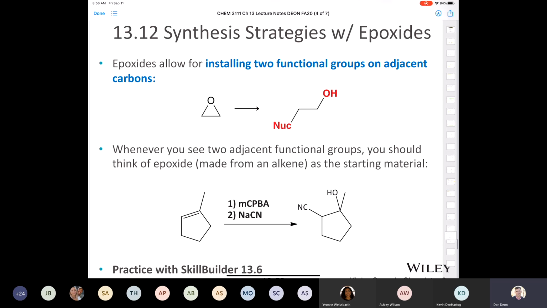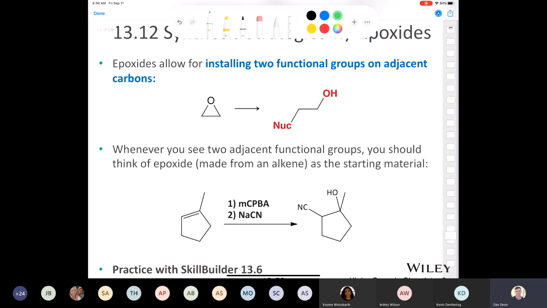So let's see here. It says epoxides allow for the installation of two functional groups on adjacent carbons, right? That's why I kept helping you out with this whole 1, 2, 1, 2. Let's say your nucleophile is a thiolate. Well, then you can make a sulfide and you can make a hydroxyl at the same time. So you can make two functional groups at once. And notice it says here, whenever you see two adjacent functional groups, like here you have a nitrile and a hydroxyl, you should think of an epoxide, okay? That's where you might want to start.